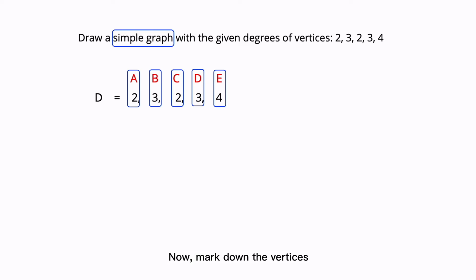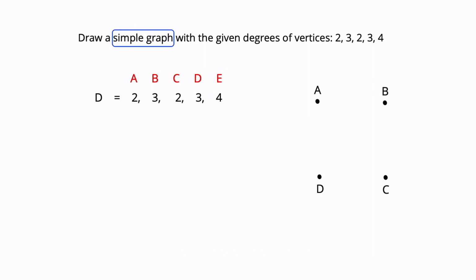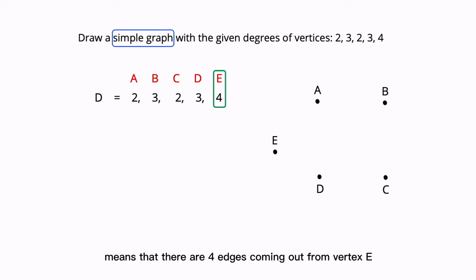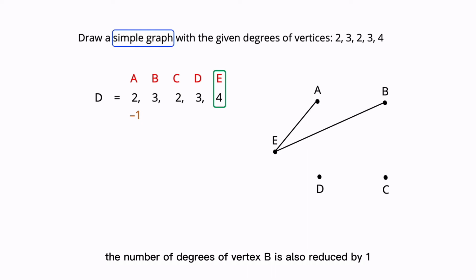Now, mark down the vertices A, B, C, D, and E. How do we connect the vertices with each other? First of all, we consider the vertex with the highest degree, vertex E. The degree of vertex E is 4, which means there are 4 edges coming out from vertex E. If we draw a line joining vertex E to vertex A, then the degree of vertex A is reduced by 1. If we draw a line joining vertex E to vertex B, the degree of vertex B is also reduced by 1.